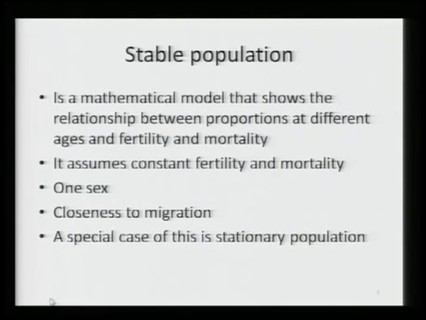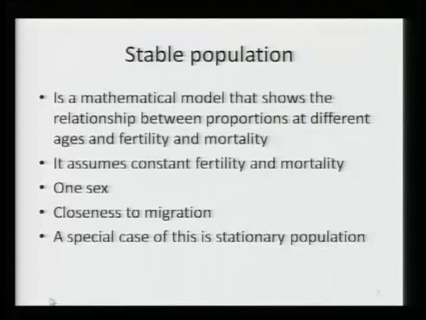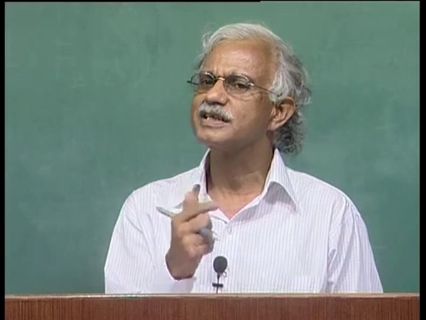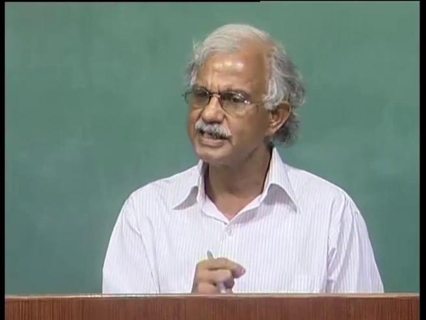One of the most used, most talked about models in demographic studies is the model of stable population. This stable population model is a mathematical model that shows the relationship between proportions of population at different ages and fertility and mortality. In developing this model, it is assumed, all models are based on certain assumptions, that fertility and mortality rates are constant.